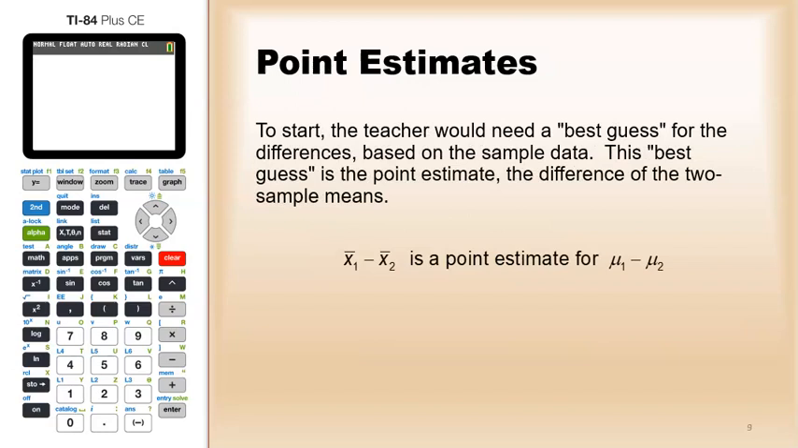As for the point estimate, the teacher would need a best guess for the difference based on the sample data. So that best guess is the point estimate, and it's the difference of the two sample means. So you find the average for one group, the average for the second group, and then subtract. So x1 bar minus x2 bar is a point estimate for mu1 minus mu2, the true difference of means.